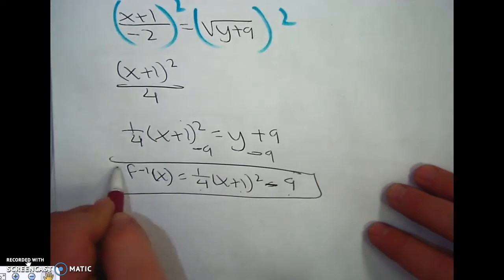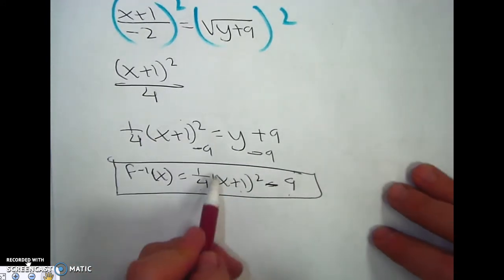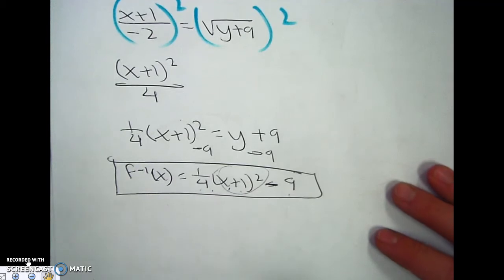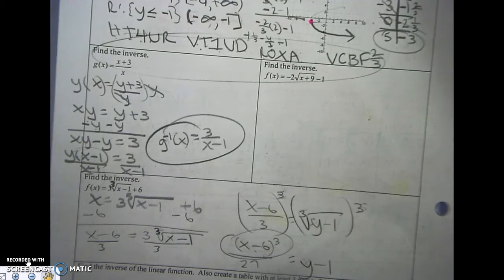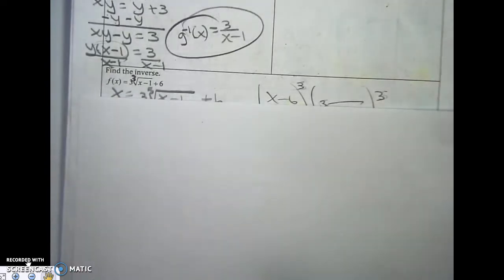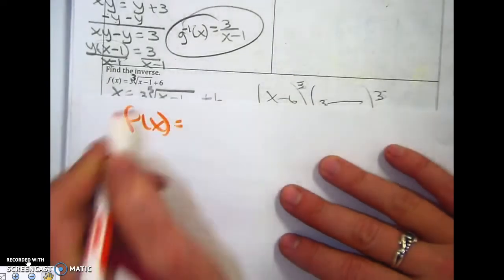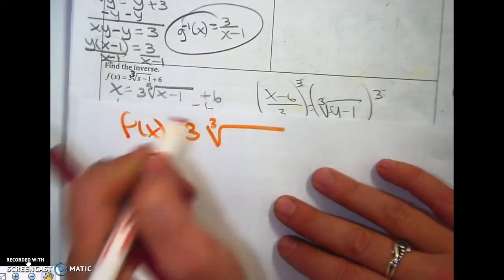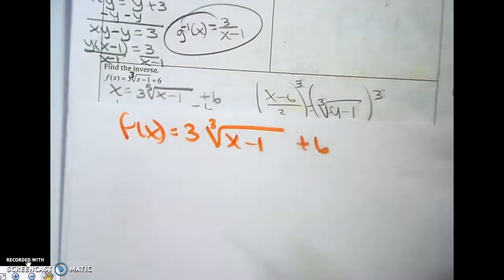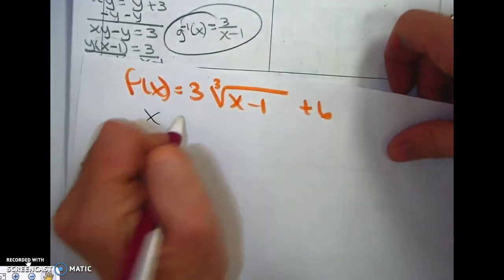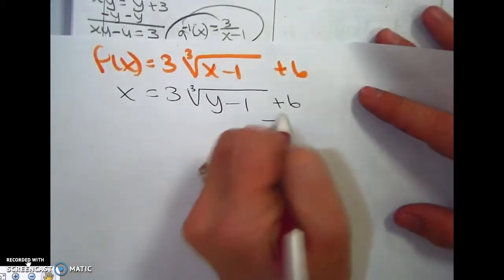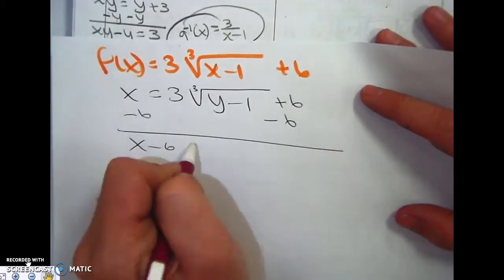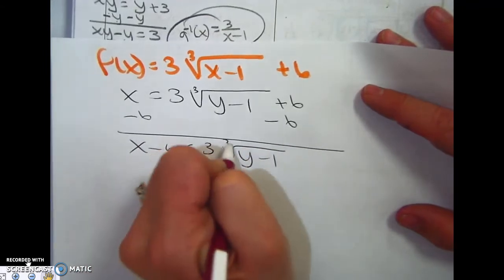So I just want you to see a separate way to do it, which is a million times easier than having to box this out and then distributing by 1 fourth. And I would like you to do the same thing potentially with this problem, where when I had the original inverse, I'll do it in orange, where it was 3 and then the cube root of x minus 1 plus 6. I switch the x and the y. Subtract 6 like I did before. Divide by 3.